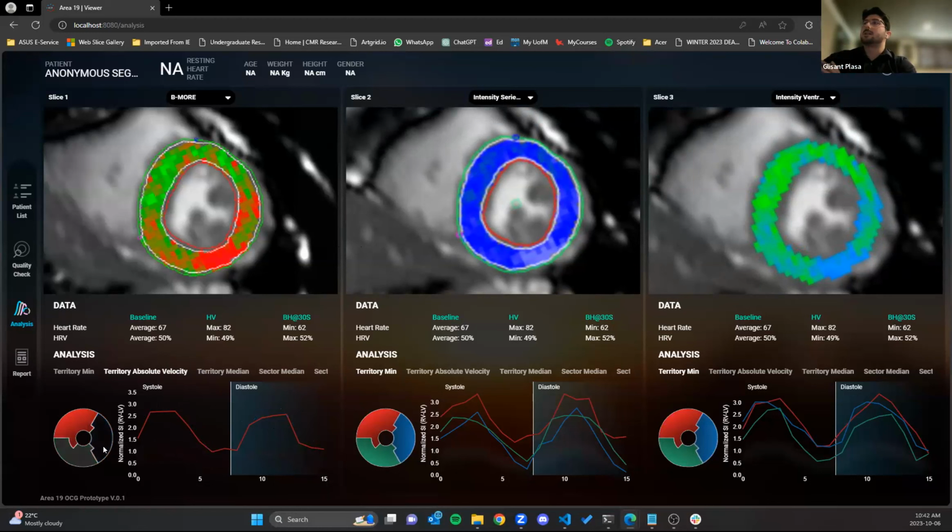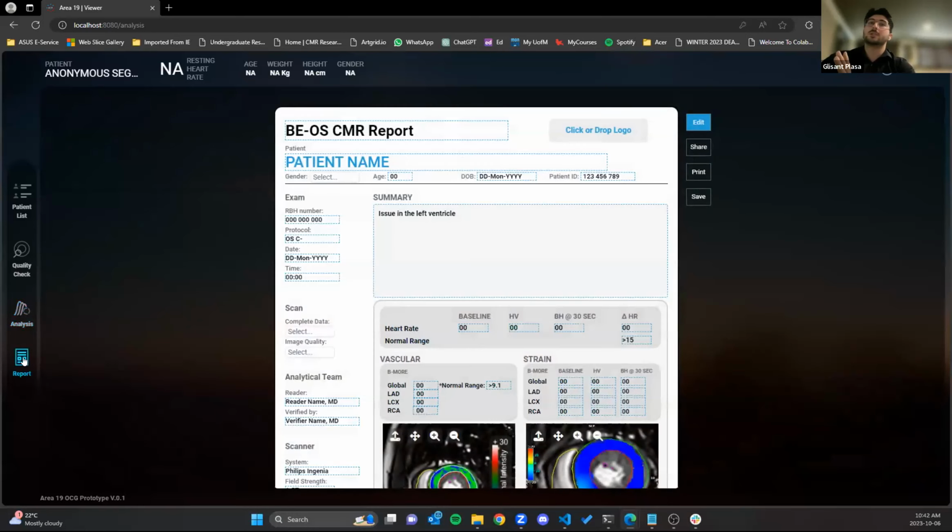So the user can select one of the signal intensity lines or curves if they want to compare two different biomarkers together. Okay, I don't want to spend too much time here because we're running out of time, but then the user can move on to the report section.